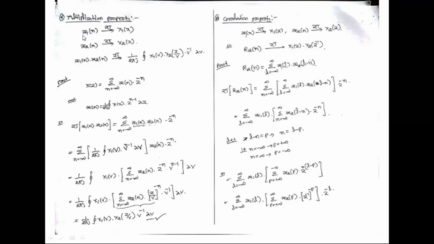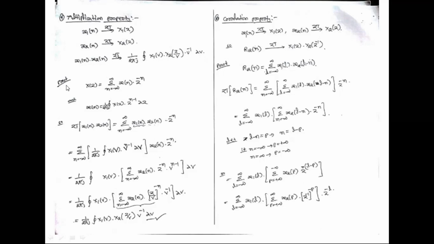Listen carefully here. x1 of n has the Z transformation x1 of z, and x2 of n has the Z transformation x2 of z. For the product of the two signals x1 of n and x2 of n, the Z transformation, you have to prove, is 1 by 2 pi j, the integral x1 of v, x2 of z by v, v inverse dv. You have to show that for the product of the two discrete time signals, the Z transformation is in terms of x1 and x2 with v as a variable and with a contour integral. Got it, my dear students?